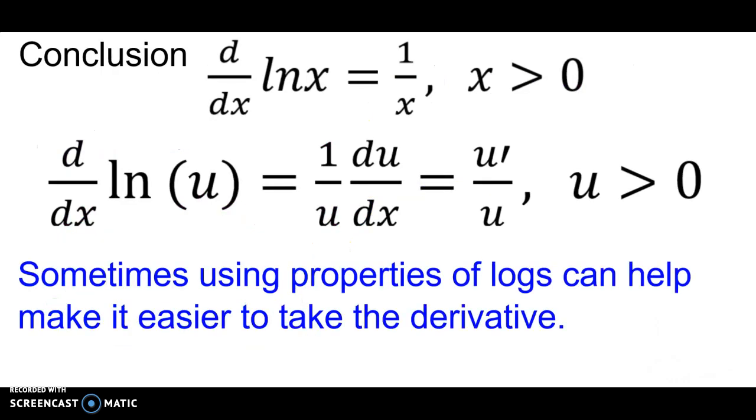All right, so in conclusion, today we discussed how to find the derivative of natural log of x. Oops, that was a mistake. Don't forget that it's 1 over x when x is greater than 0. Why is that? Because the domain of natural log of x is when x is greater than 0. We can use the chain rule as well. And also, just to keep in mind, sometimes using properties of logs can help make it easier. Not always, but sometimes.